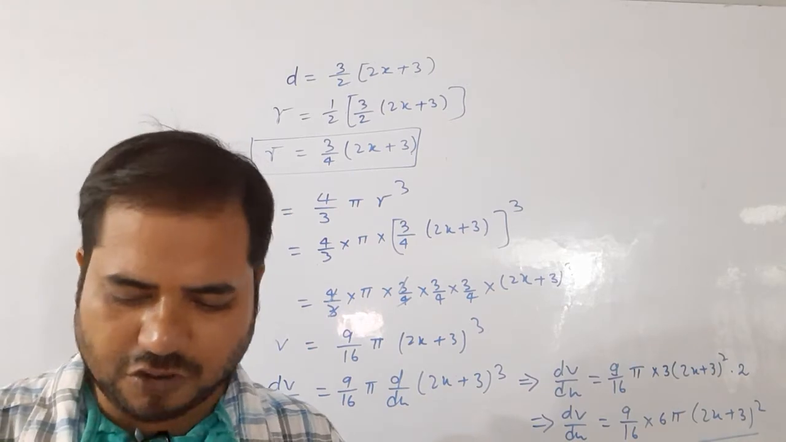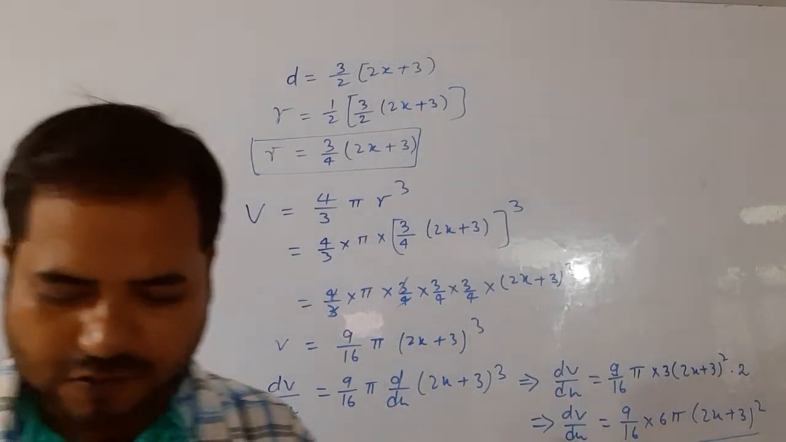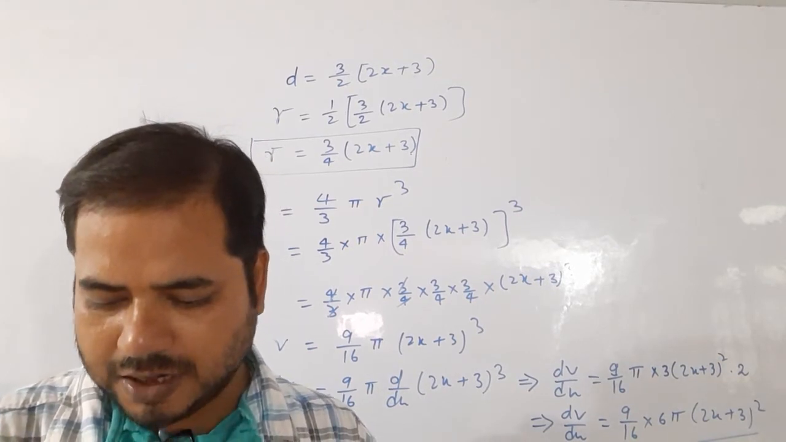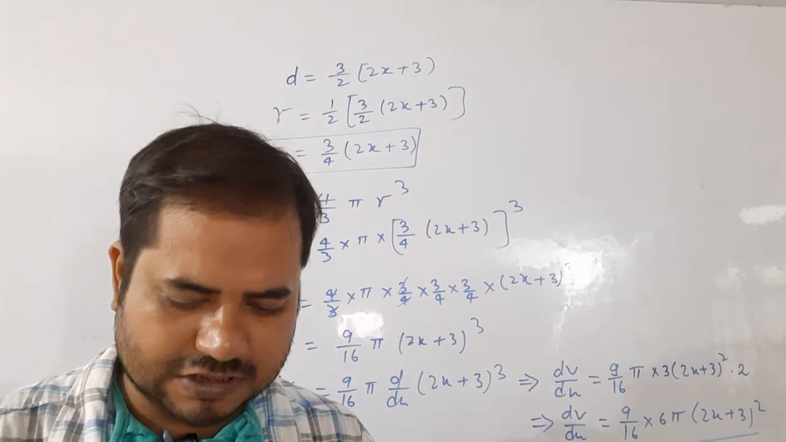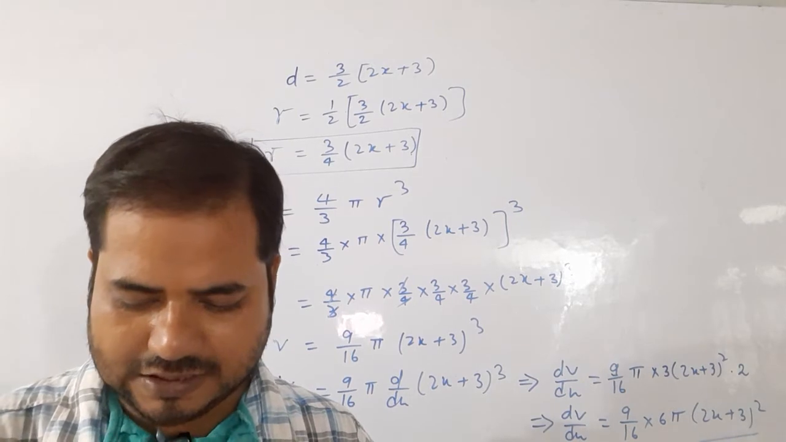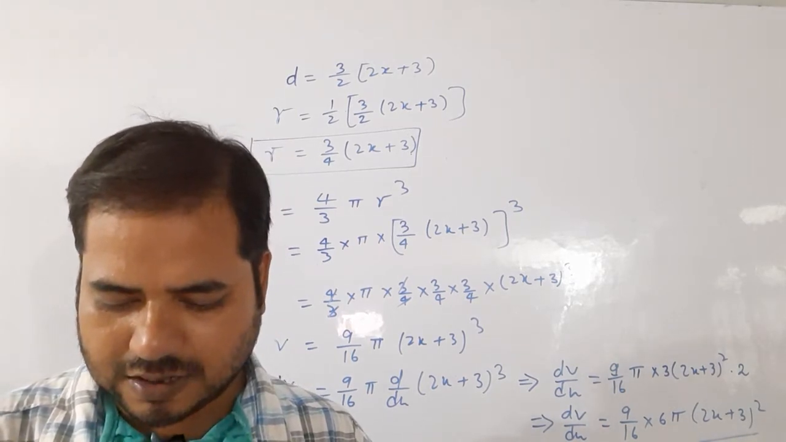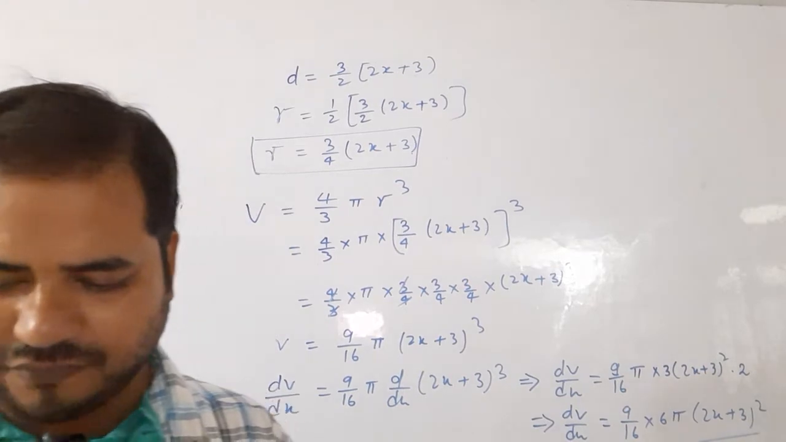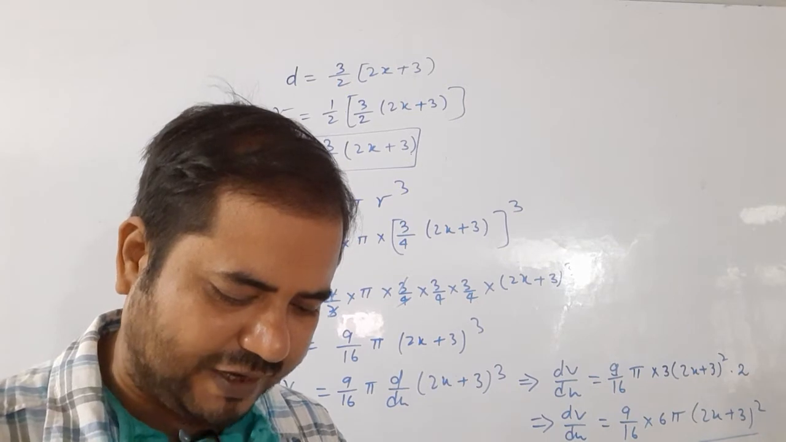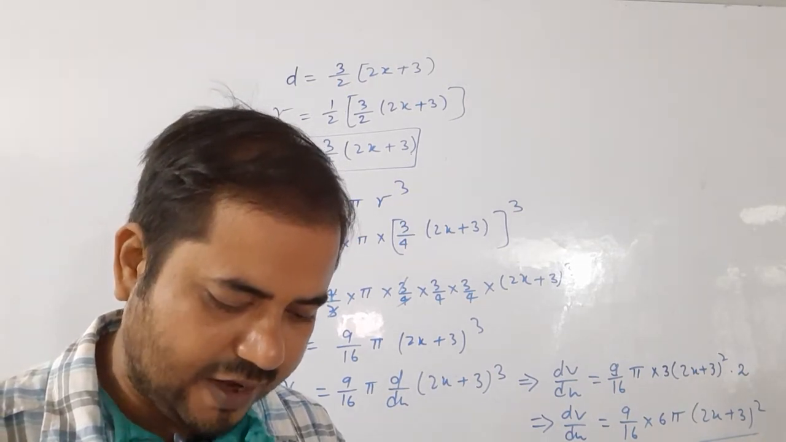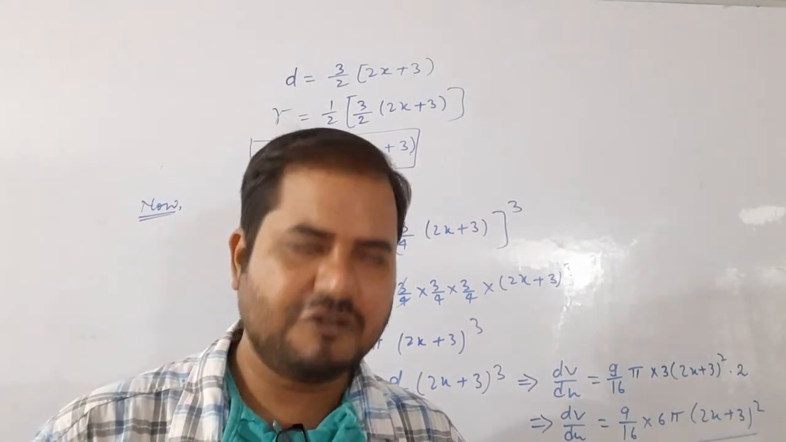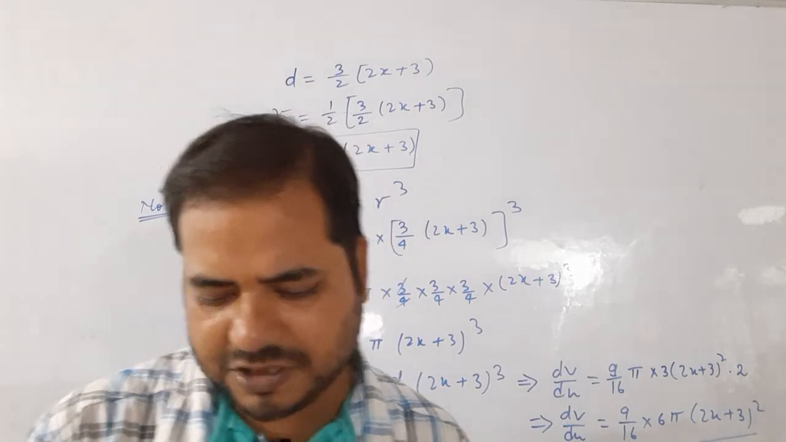A balloon which always remains spherical on inflation is being inflated by pumping in 900 cubic centimeter of gas per second. Find the rate at which the radius of the balloon increases when the radius is 15 centimeter. Okay, so we need to find the rate of change in radius.